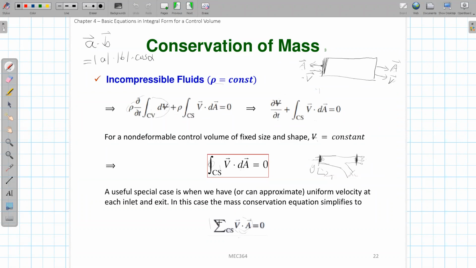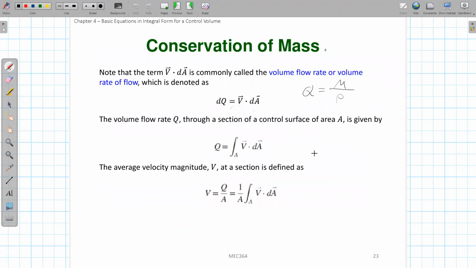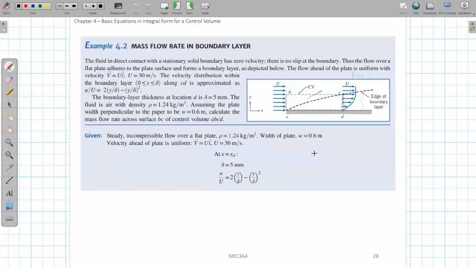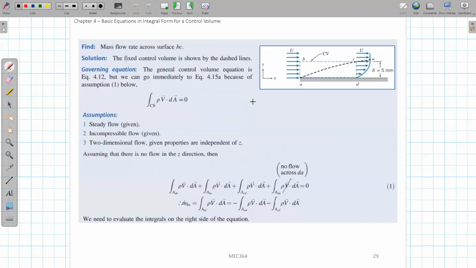But you cannot use this sigma equation form, because it assumes a uniform velocity distribution at the inlet and outlet. You cannot use that one. Why? Because at this inlet the velocity distribution is uniform, but at this outlet the velocity distribution is not uniform. We follow this distribution here, and on this side the velocity is also not uniform. So you cannot use that sigma form for mass conservation. You have to use the integration form. Let's quickly do this one.